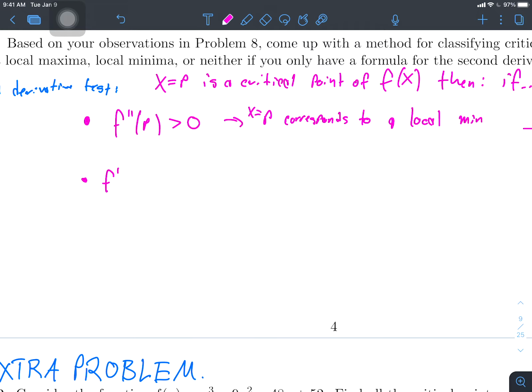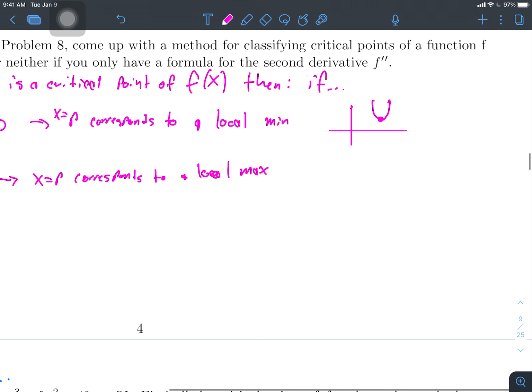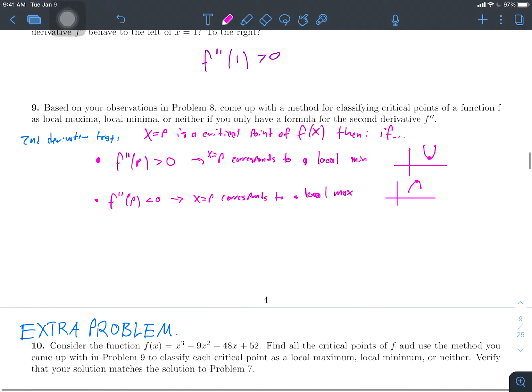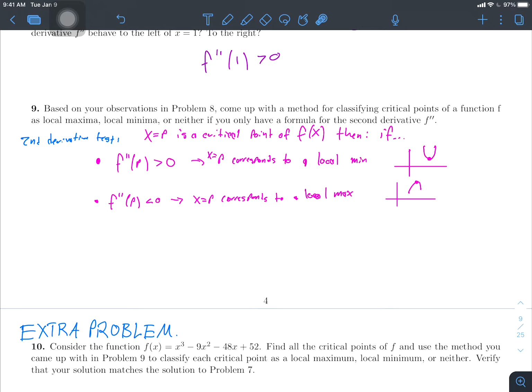Second option, f double prime of p is less than 0. Then guess what we're going to get? x equals p corresponds to a local maximum. Okay, so the picture looks like this, right? We're concave down.